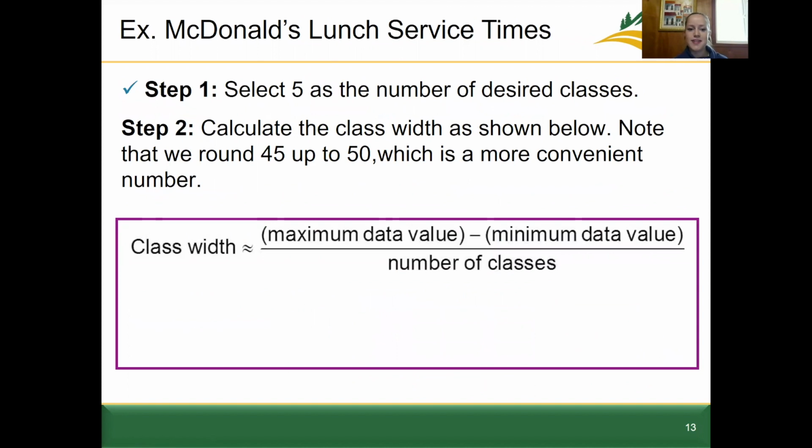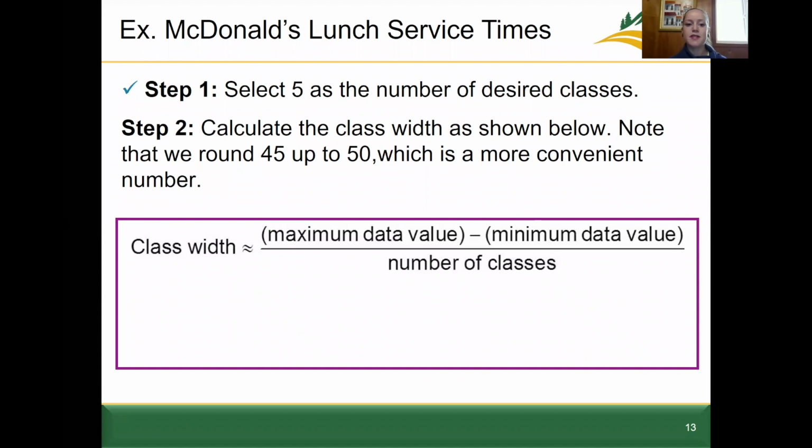Okay, step 1, we're going to select 5 as the number of desired classes. Again, the only real rule here is to stay between about 5 and 20 classes. You don't want so many classes that the data table becomes really complicated. You also don't want too few classes, where you're lumping in 75 seconds up to 3 hours, for example. So you want to select your classes so that your data makes sense and is separated into 1, 2, 3, 4, or 5 classes, for example. So you really have to look at the data set that you're working with.